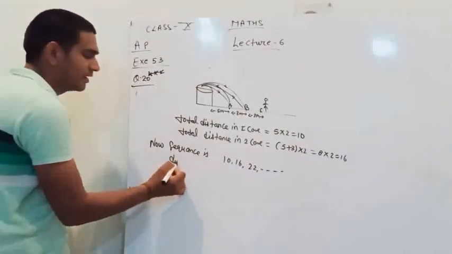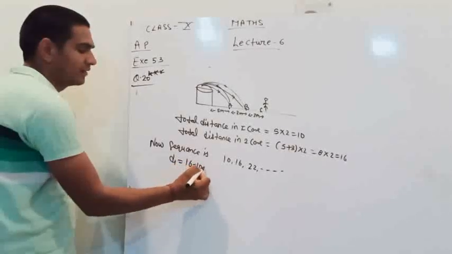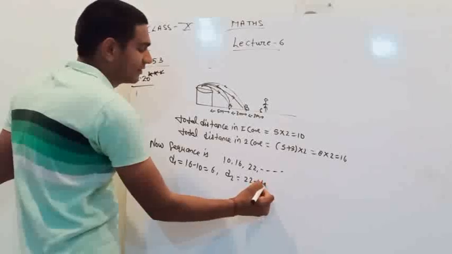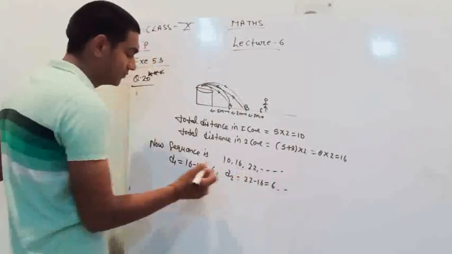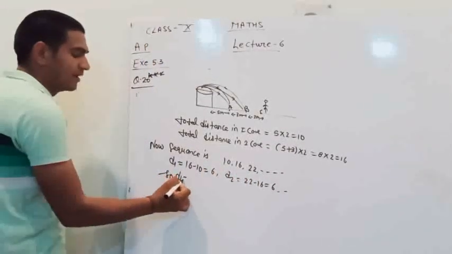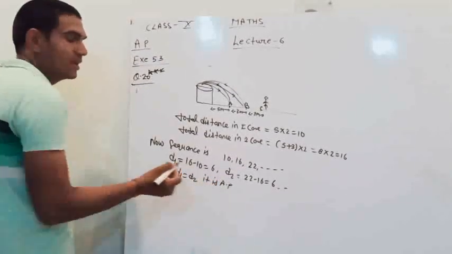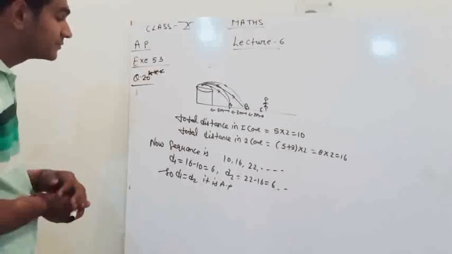So firstly we will find out D1. 16 minus 10 is equals to 6. Then find out D2. 22 minus 16 is equals to 6. So on. So D1 is equals to D2. It is AP or not? That is forming AP.